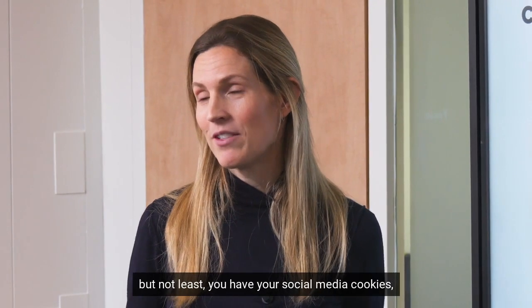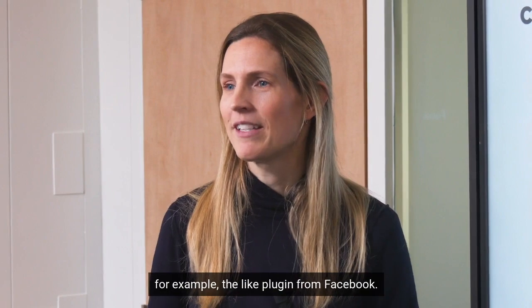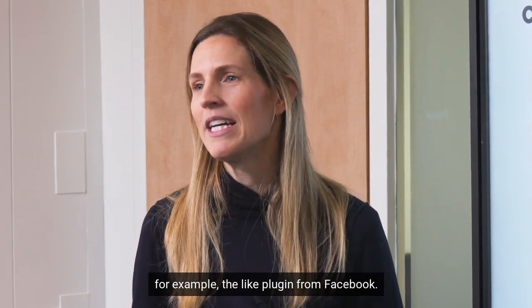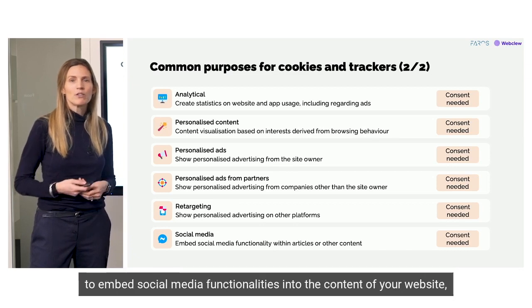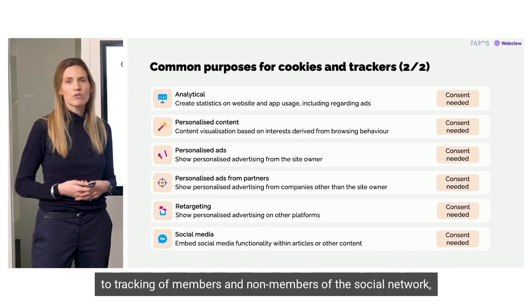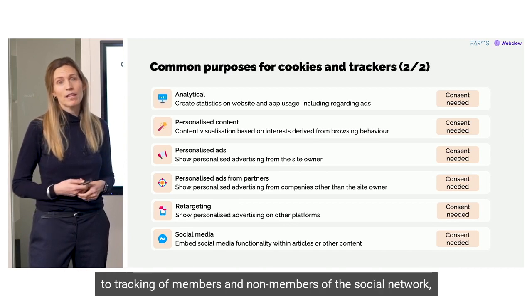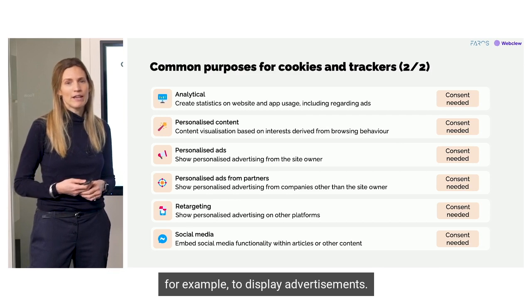So last but not least, you have your social media cookies. For example, the Like plugin from Facebook. These cookies serve multiple purposes, going from allowing you to embed social media functionalities into the content of your website to tracking of members and non-members of the social network, for example, to display advertisements.